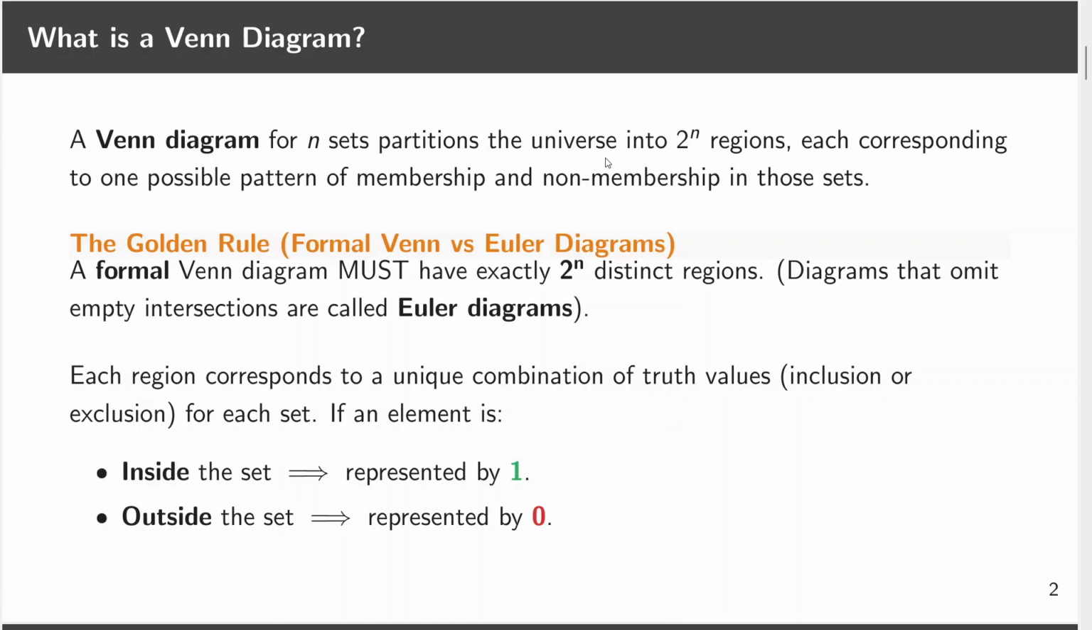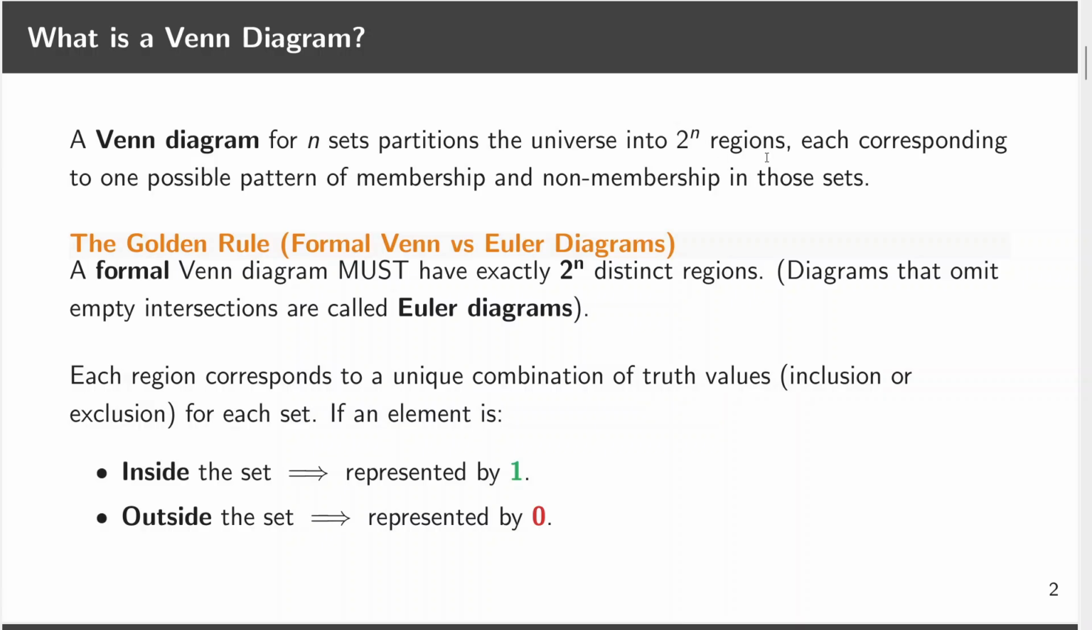Now, partitions. To partition something means to divide it into separate, non-overlapping pieces, where every single part of the whole belongs to exactly one piece. Imagine cutting a pizza into slices. Every bit of pizza belongs to one slice, and no part of the pizza is shared between 2 slices. That's a partition. So a Venn diagram divides the universe into separate, non-overlapping regions. And how many regions? 2 to the power of n.